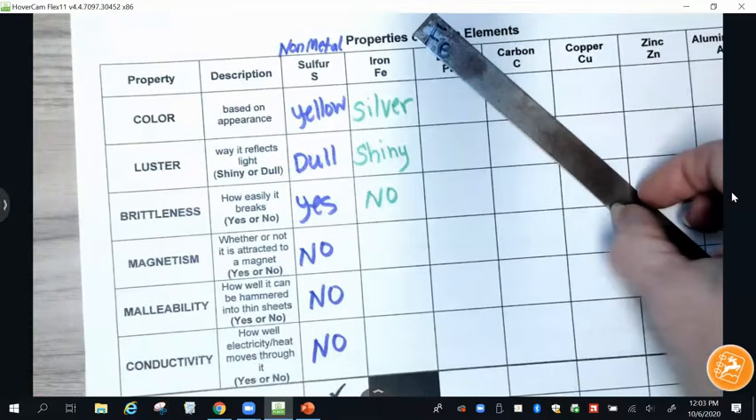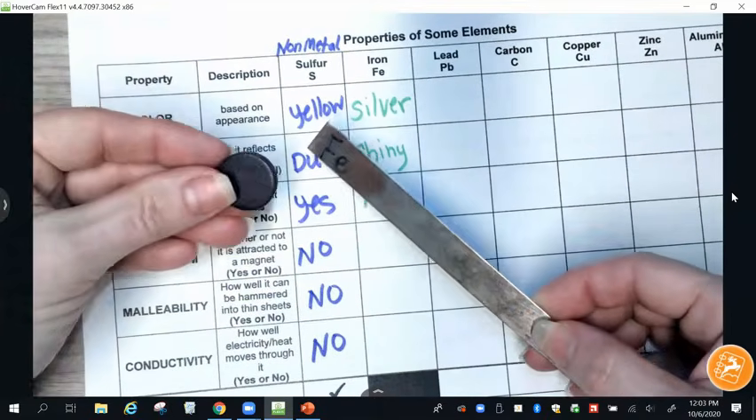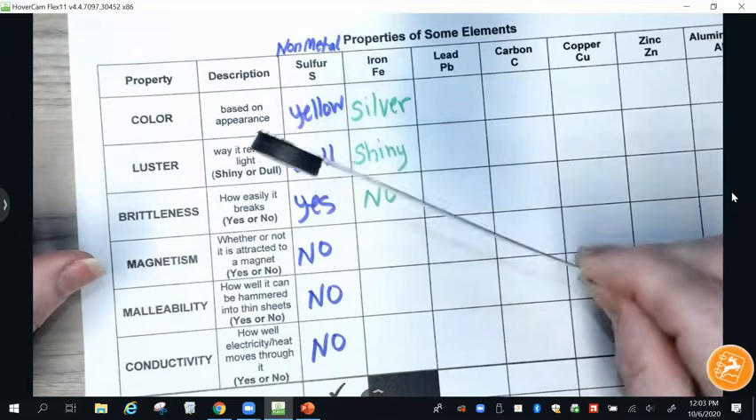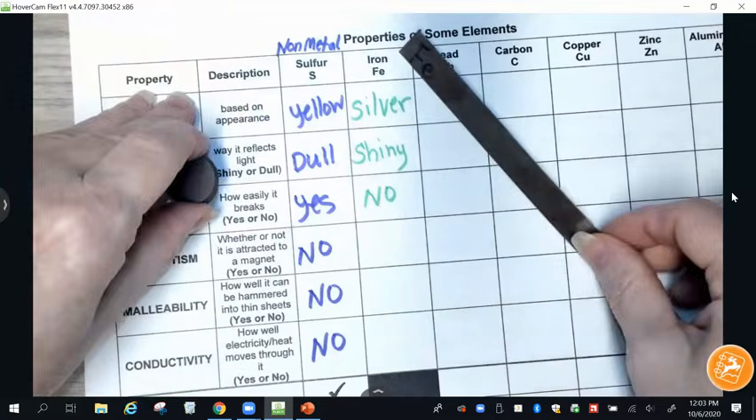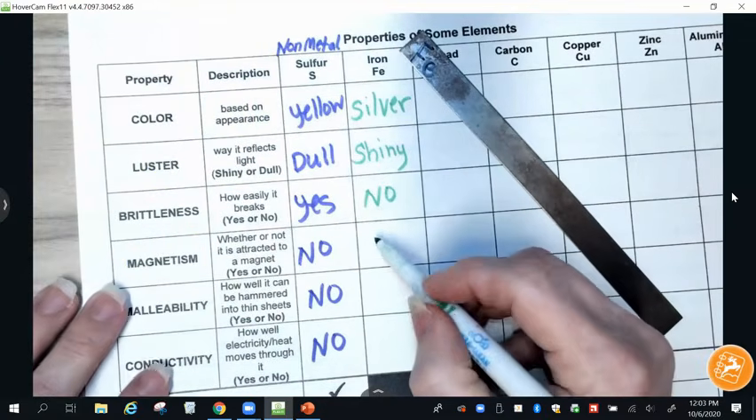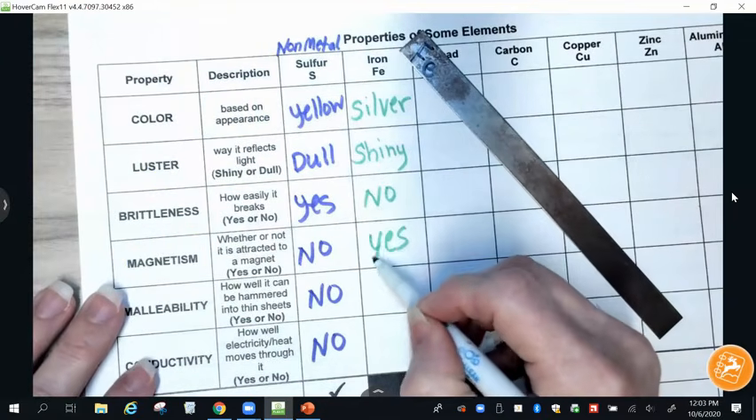Okay. Magnetism. Let's see if it's attracted to the magnet. Oh, yes, it is. Definitely, the magnet sticks to it. It's like the exact opposite. So we're going to say yes for the magnetism.